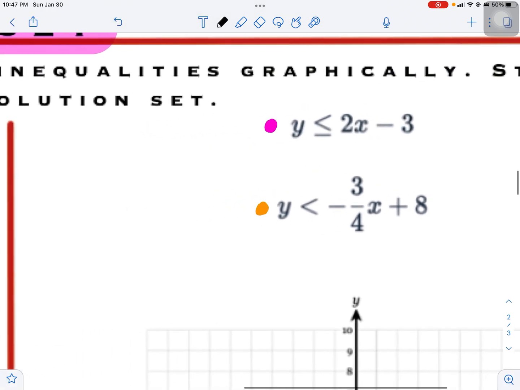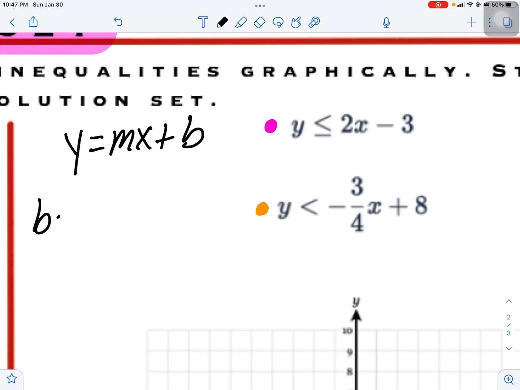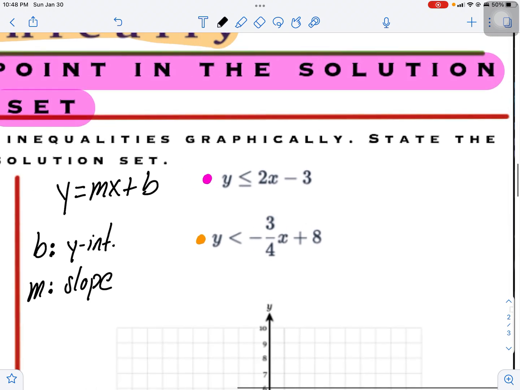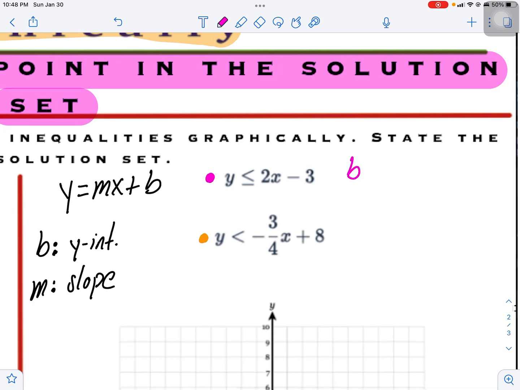So let us remember here that we have y equals mx plus b. And we know that b is the y-intercept. And we know that m is our slope, right? So let us go for our pink first. So what is our b? What is our y-intercept? Or the last number in our y equals mx plus b. Our last number here is -3. So b is equal to -3.